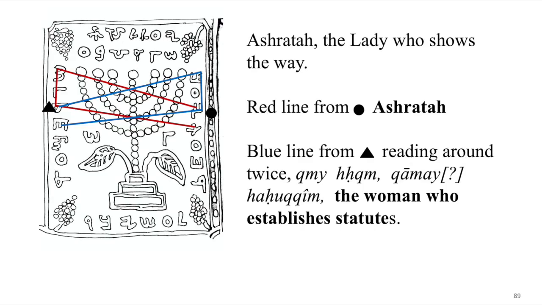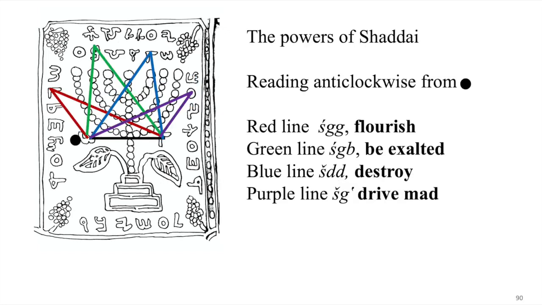Now, the lady who shows the way, the red line here from the black circle, that says Ashratar. The blue line reading around twice. Now, this is something you're going to have to get used to. Reading round shapes twice actually means the woman who establishes statutes. She gives the law. She teaches all sorts of things like that. So this is Ashratar.